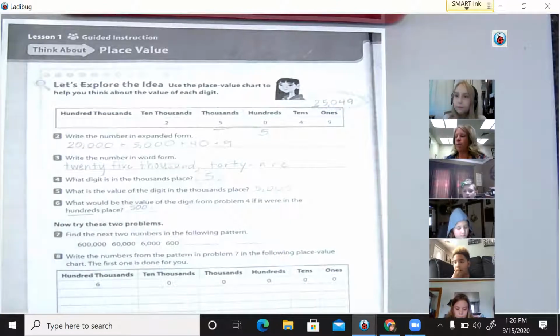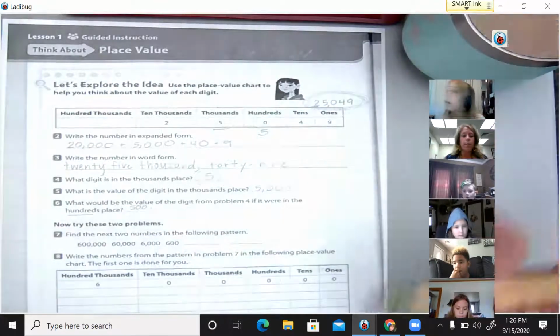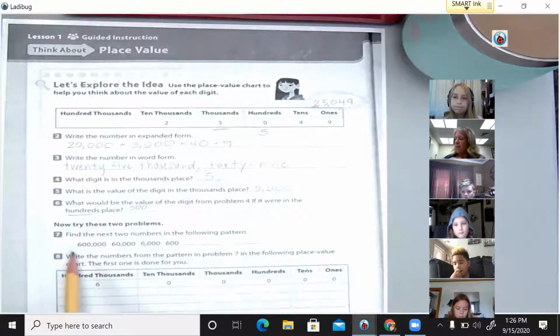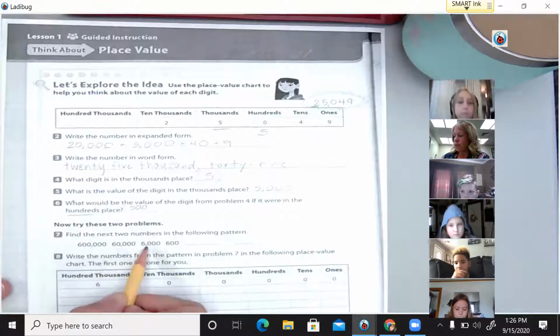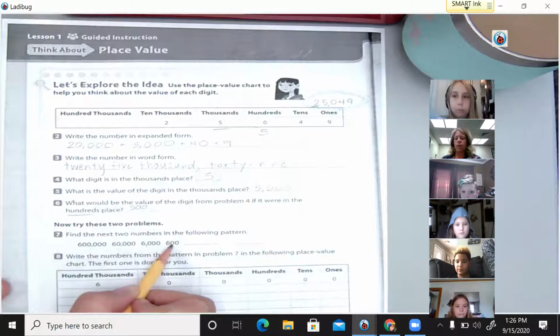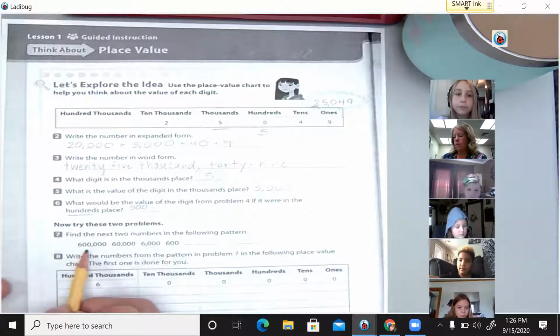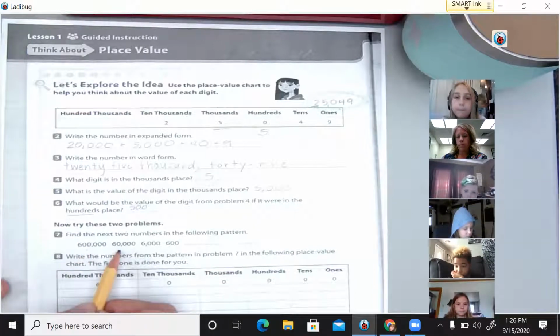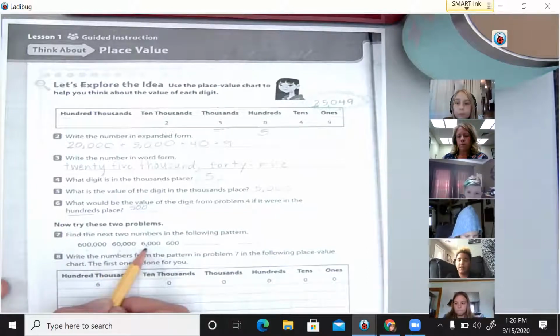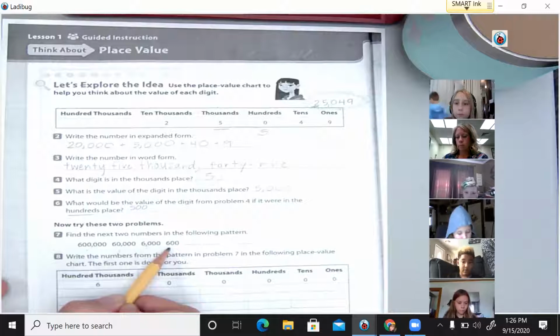Okay, so that was kind of a review of the basics. Now we're going to look at some patterns. Number 7 said, find the next 2 numbers in the following pattern. We're going to have Sophia, Peyton, Trace, Nina read each of those numbers. We're going to take turns. Sophia, read that big number for us. 600,000. Peyton, 60,000. Trace, 6,000. And Nina, 600. Great reading of numbers.